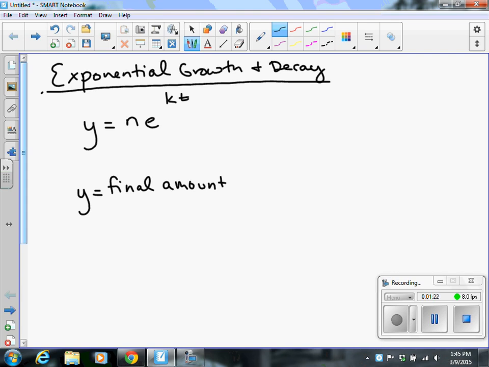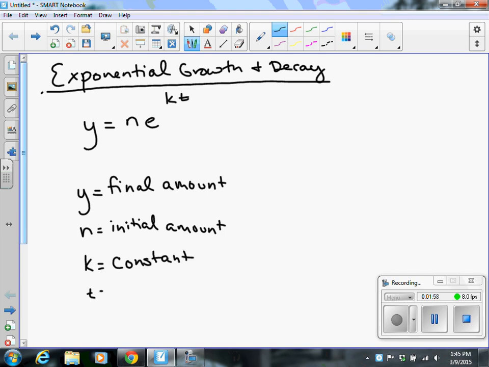A was our amount after. It's the same type of concept. Y is our final amount. N is your initial amount. That was our initial deposit before. E is always what we're dealing with anyway. K is our rate, or it's some type of constant number, whether that's decaying or growing. It just kind of depends. We'll just leave it as constant.